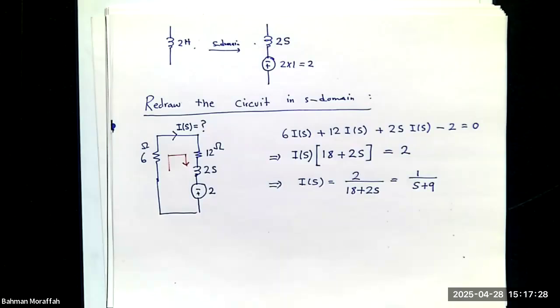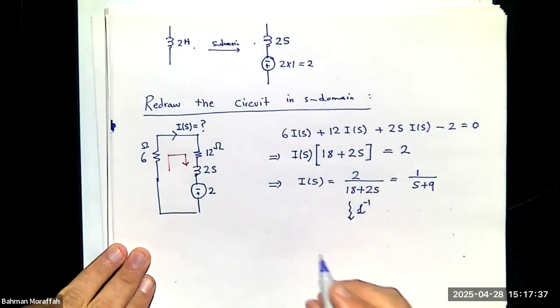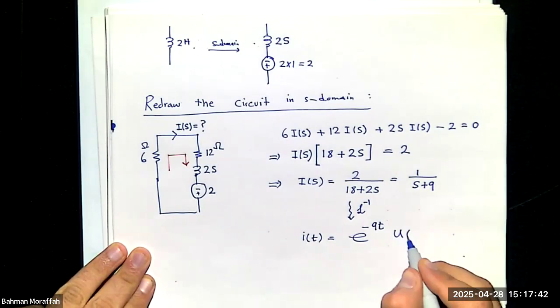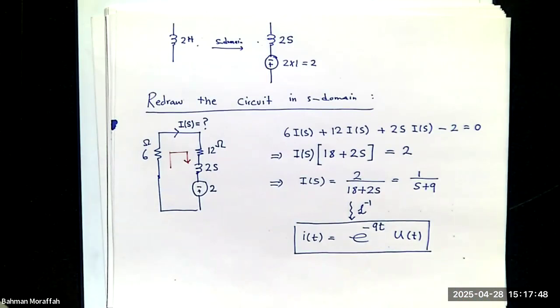As soon as I know what I of S is in S domain, I can use the table to find I of t. Therefore, use the Laplace inverse and compute I of t to be e to the power of minus 9t times u of t. Keep in mind, this u of t takes care of times greater than 0, because for all times greater than 0, my current is e to the power of minus 9t. So that's it.